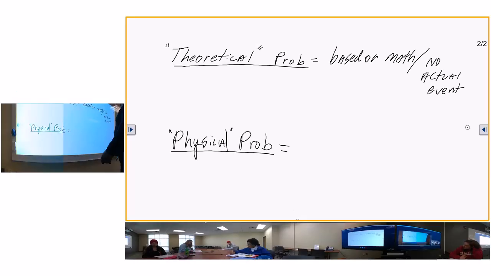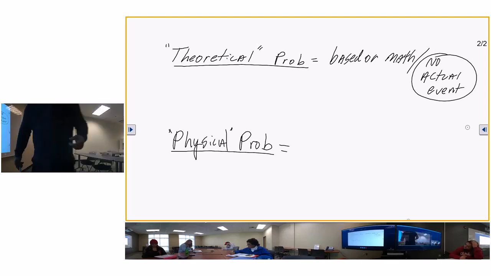If theoretical has to do with no actual event, what do you think the physical probability does?